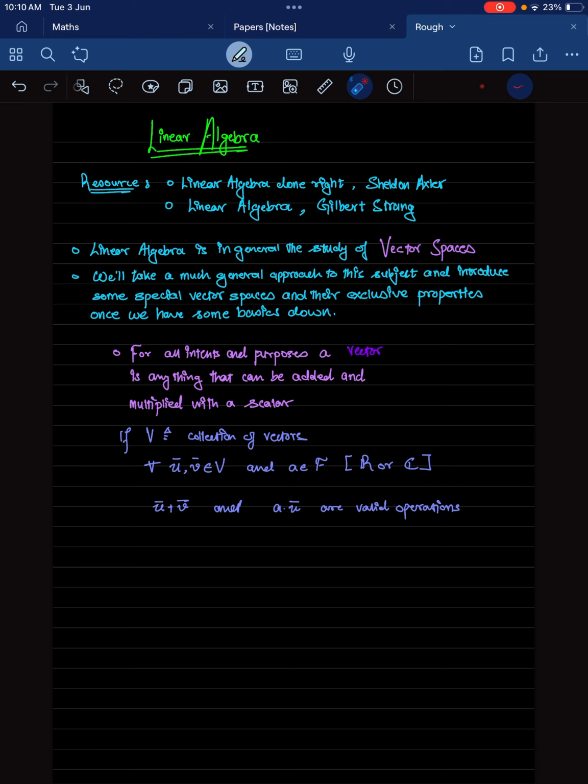The resources I'll be following are mentioned here. First is Linear Algebra Done Right by Sheldon and the second is Linear Algebra by Gilbert Strang. The first one I'll be following more closely because it studies linear algebra from a much more general point of view.